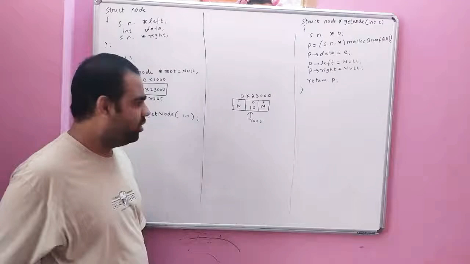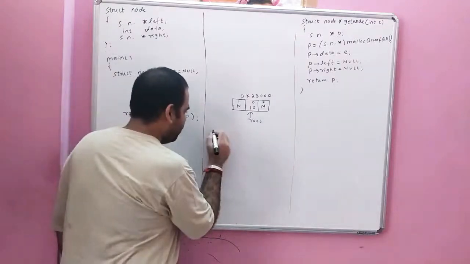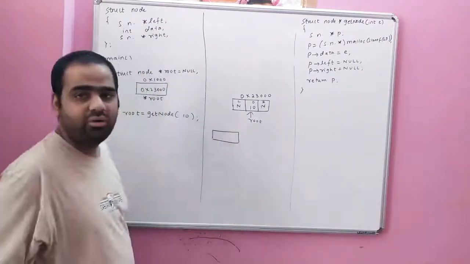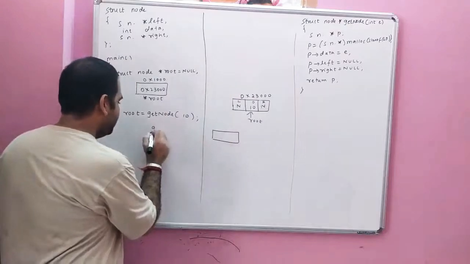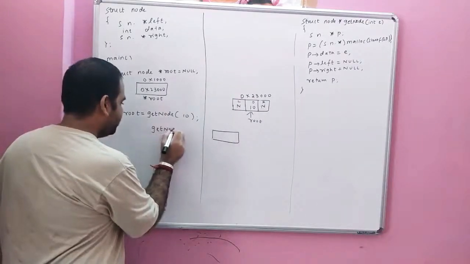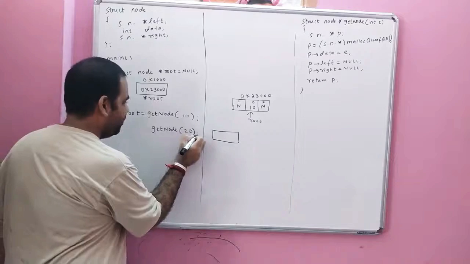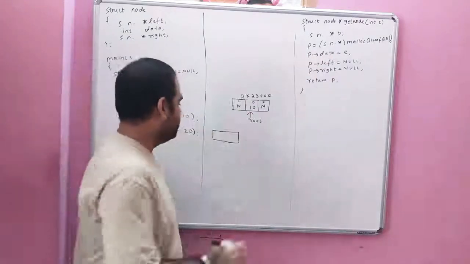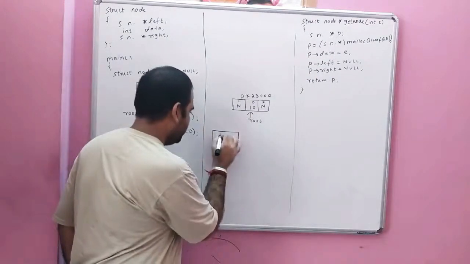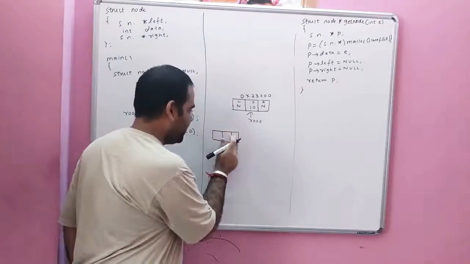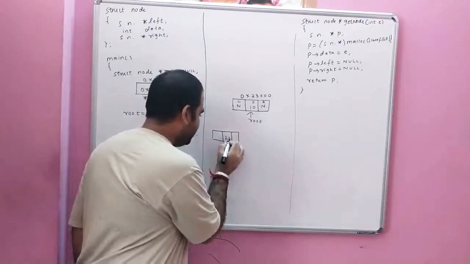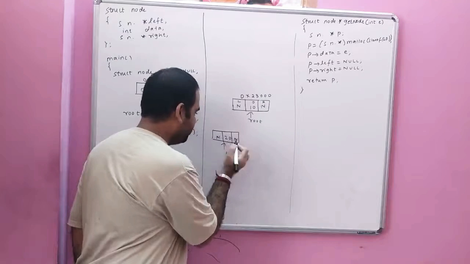Right. Now suppose I want to add one more node over here. Now how do you create a node? We say get node, and whatever is the data that you want. Suppose the data I want it to be 20. You say p is equal to malloc. It has three things: left, data and right. P arrow data is E, p arrow left is null, and p arrow right is null.